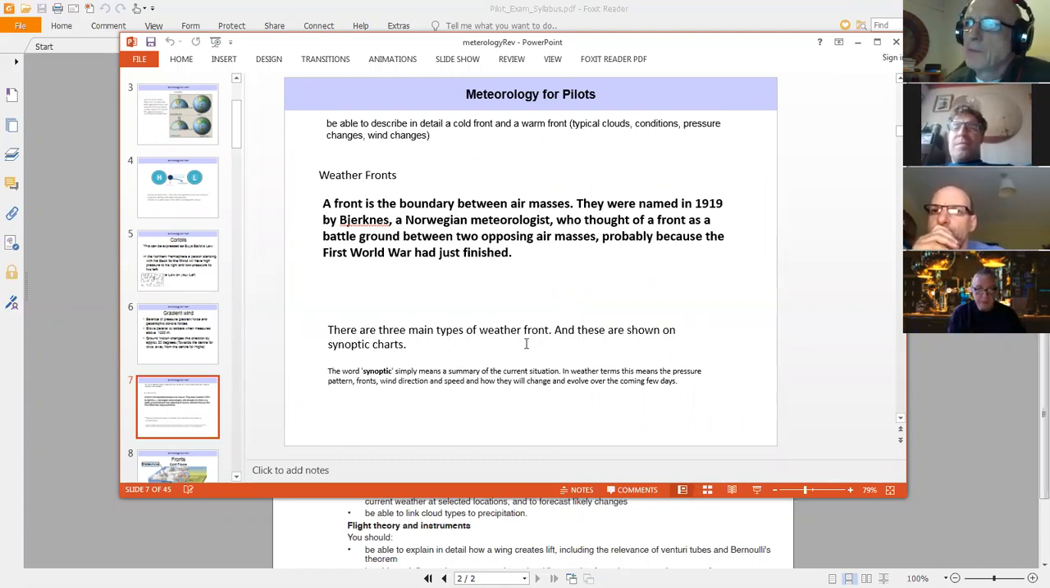It says there are three main types of weather front. These are shown on synoptic charts. In case you don't know, the word synoptic simply means a summary of the current situation. There's nothing more fancy than that. In weather terms, it's the pressure, pattern, fronts, wind direction, speed, etc.